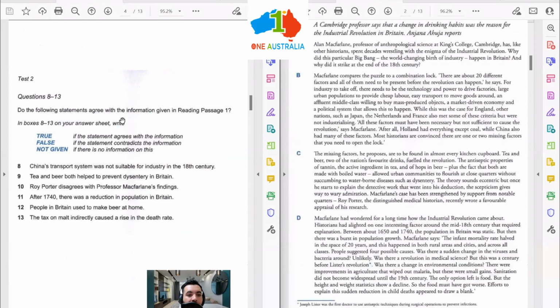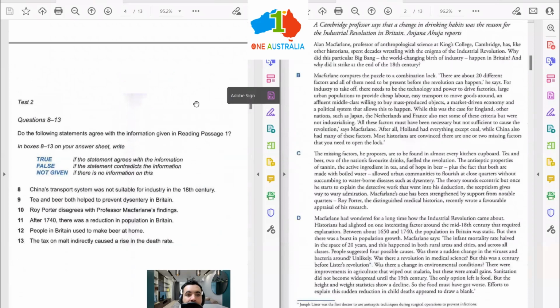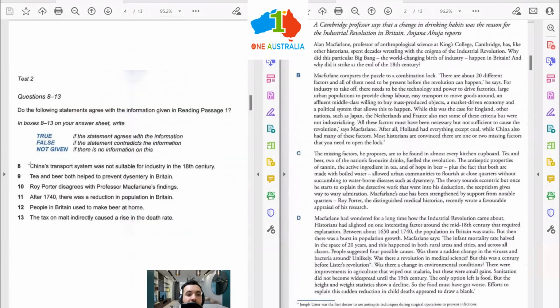So let's see. If you read first question, China's transport system was not suitable for the industry in 18th century. We have read about China here, but there was no mention of any kind of transport system in China. They're not talking about any kind of transportation system in China. So your answer becomes what? Answer becomes not given for question number 8, right? Reason being, they have mentioned the country China, but they have not talked about the transportation system that was available there. So our answer is clearly not given.